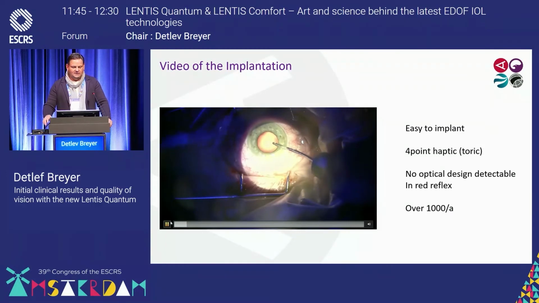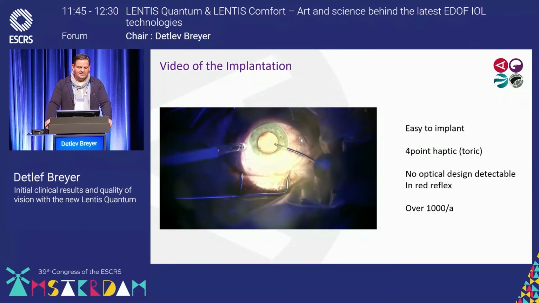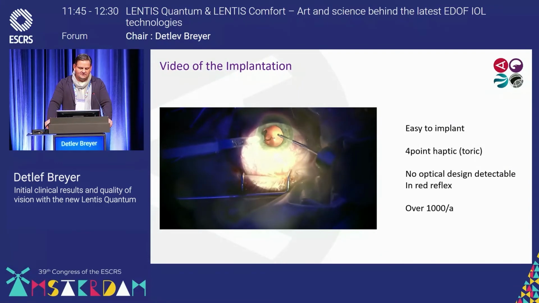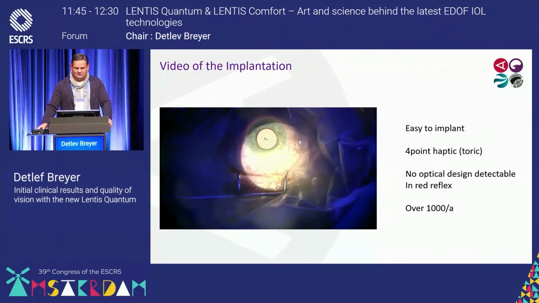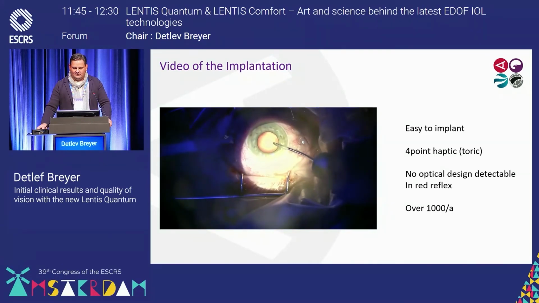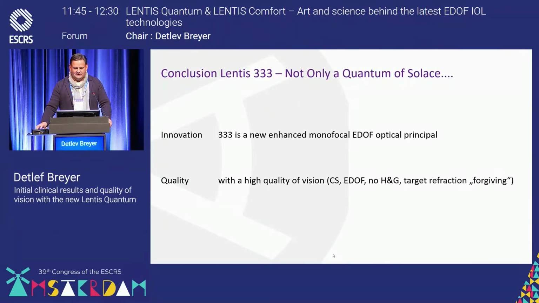Here you can see the implantation. It was my first implantation. It's a left eye, implanting with a left-hand Femto, with a left-hand flex surgery in dock-on technique through 1.8 millimeters without OVD, just with irrigation, so I don't have to remove the OVD. And as you can see, if you look at the red reflex, you really don't recognize any difference from an aspherical IOL. What I also like with 4-point haptics, of course, is they're very stable when you implant them as toric IOLs. So let's go on.